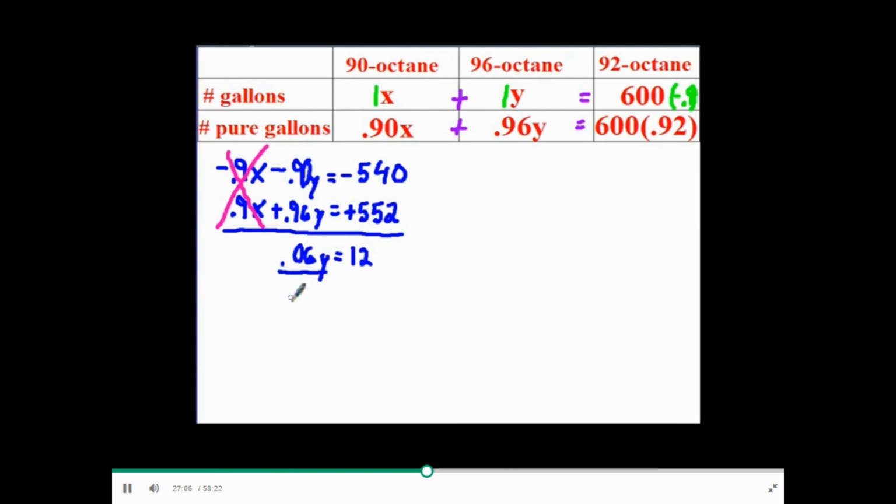Well, as we see, we've got 0.06 touching the y. I don't like them touching each other because that's kind of gross. So I'm going to do 12 divided by 0.06. And that's going to give us 200.